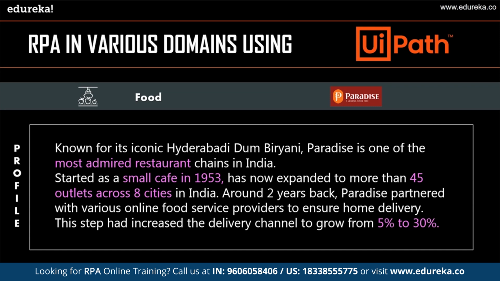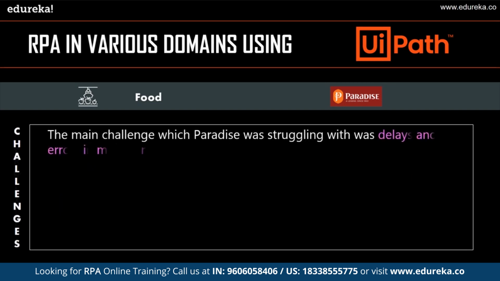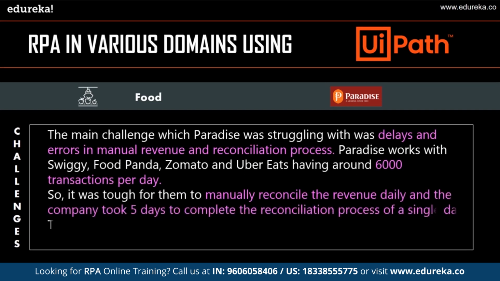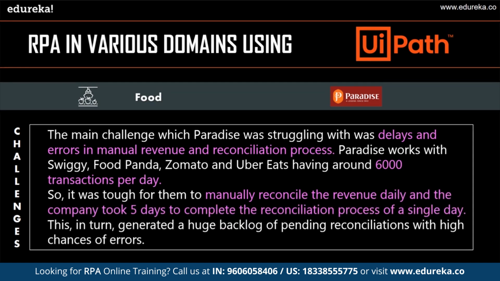Around 2 years back, Paradise partnered with various online food service providers to ensure home delivery, and this step has increased the delivery channel to grow from 5% to 30%. Now, the main challenge which Paradise was struggling with was the delays and errors in manual revenue and reconciliation processes. Paradise works with Swiggy, Foodpanda, Zomato, and Uber Eats and has around 6,000 transactions per day. So, it was tough for them to manually reconcile the revenue on a daily basis, and the company took 5 days to complete the reconciliation process of a single day. This in turn had definitely generated a huge backlog of pending reconciliations with high chances of errors.